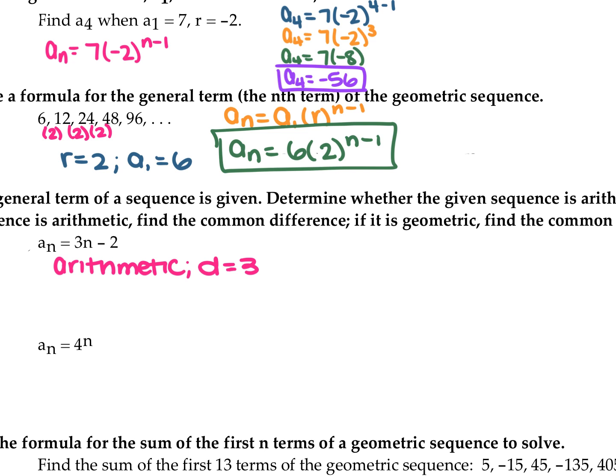For something like the bottom equation, you have a sub n is equal to 4 to the power of n. It looks like it could be a geometric sequence. However, there's no minus 1 after the n in the power. So that means that this one is a neither. If you had something, let's say a sub n is equal to 6 to the power of n minus 1, that would be a geometric sequence.